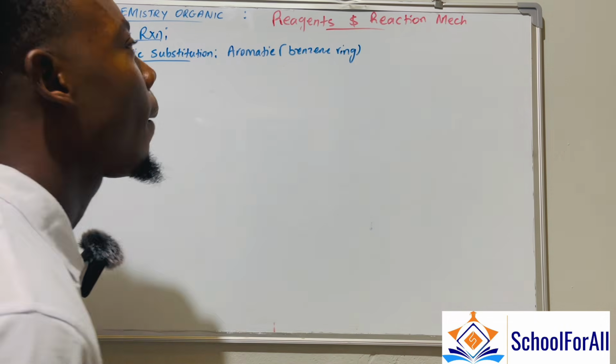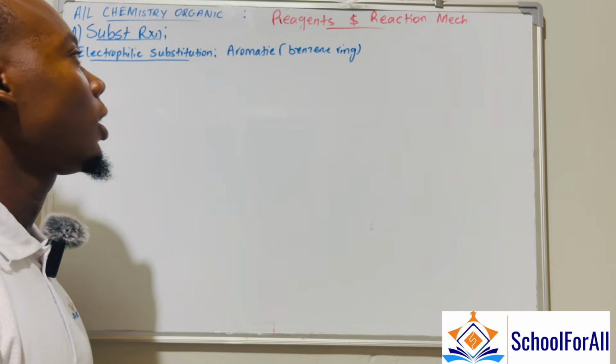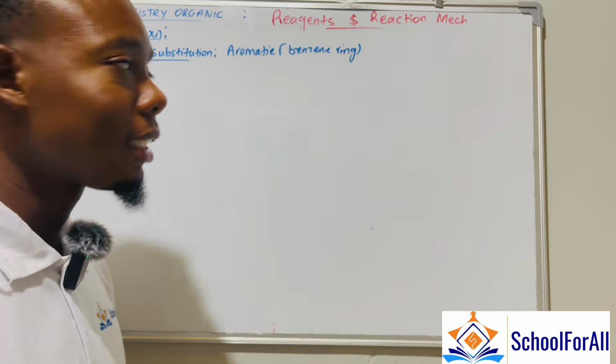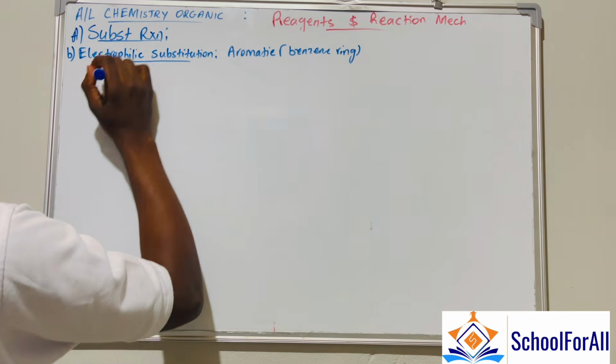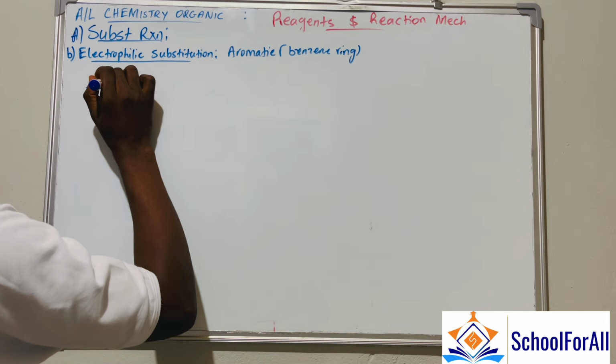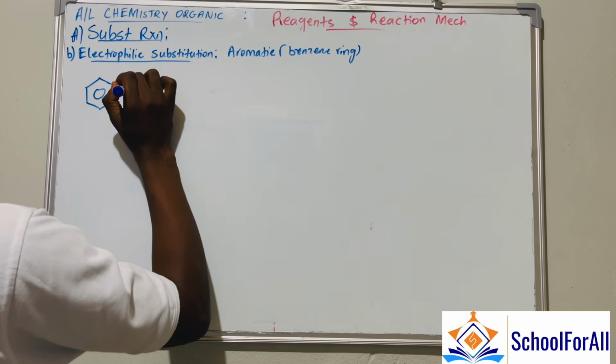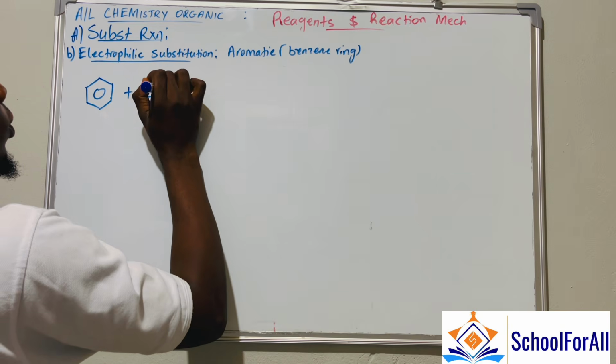Compound containing the benzene ring. So that is how it occurs. And now the mechanism here is very simple. It is a standard mechanism. Generally I have my benzene ring, and I will have an electrophile.